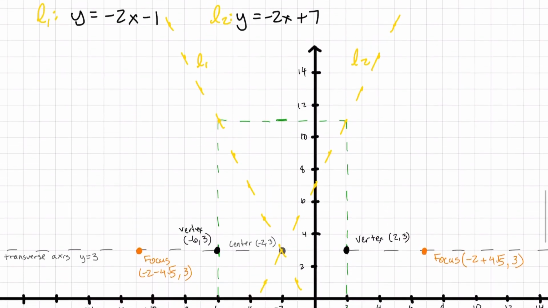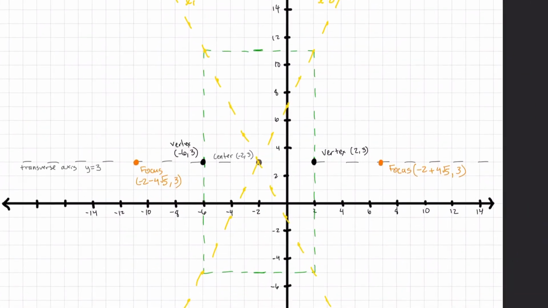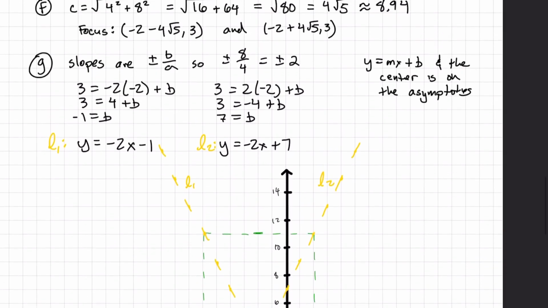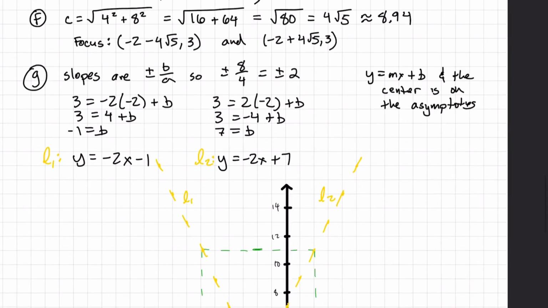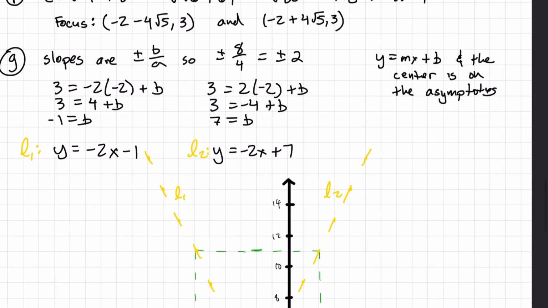All right, and so notice I have my vertices graphed, my foci graphed, and then really, if I didn't care about the equation, just graph dotted lines that cross through the corners of the rectangle, and you're in business. But I am asking for the equation of those asymptotes. So let's talk about this.